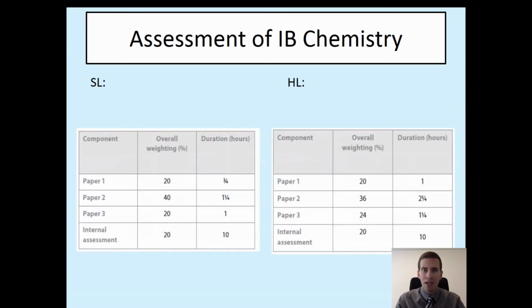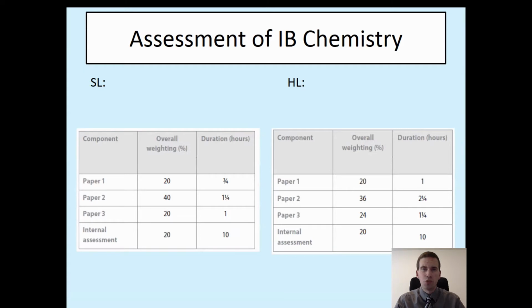So if we just compare them, you can see that the overall weighting of the 3 different exams is different depending on whether you're doing the standard level or the higher level. Now, the style of the exams is the same. Paper 1 is a multiple choice exam looking at all the content, but you'll notice that the time for the exam is different. That's because the higher level exam is out of 40, whereas standard level is out of 30. Now within these, there are 15 common questions, which are in both exams, and the rest are individual for either the standard or the higher level exams.